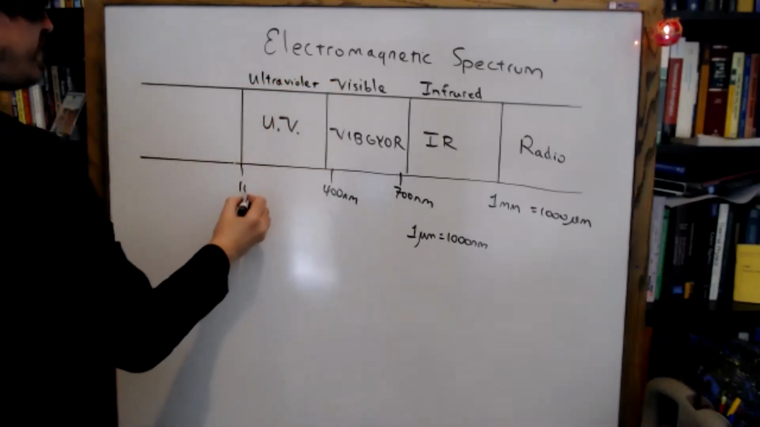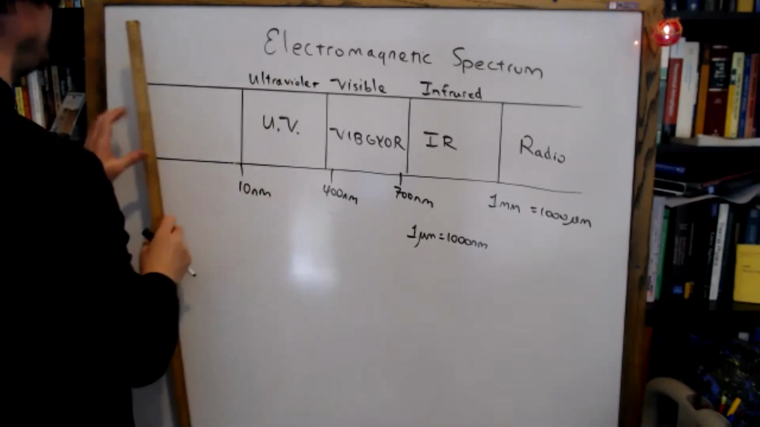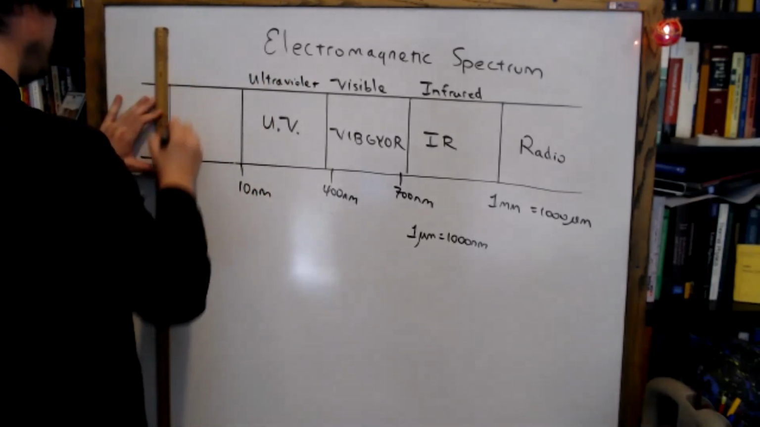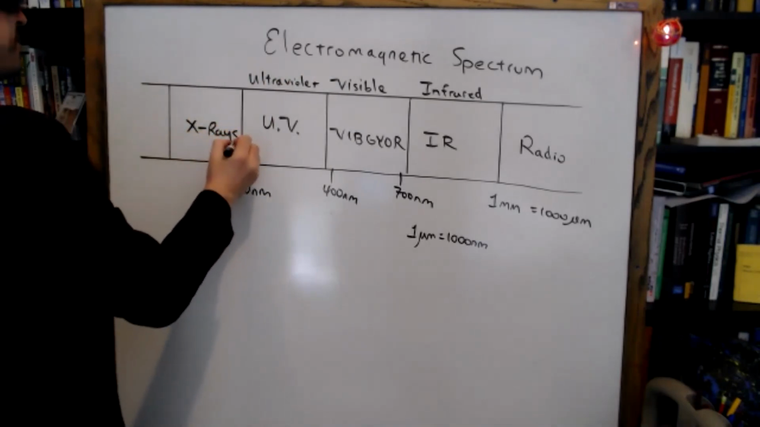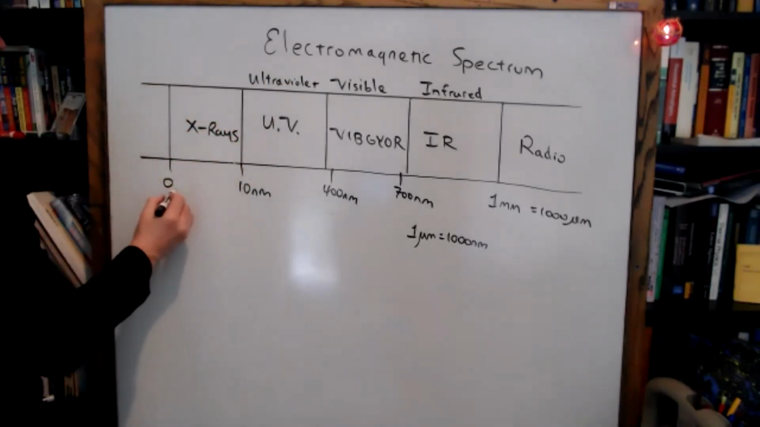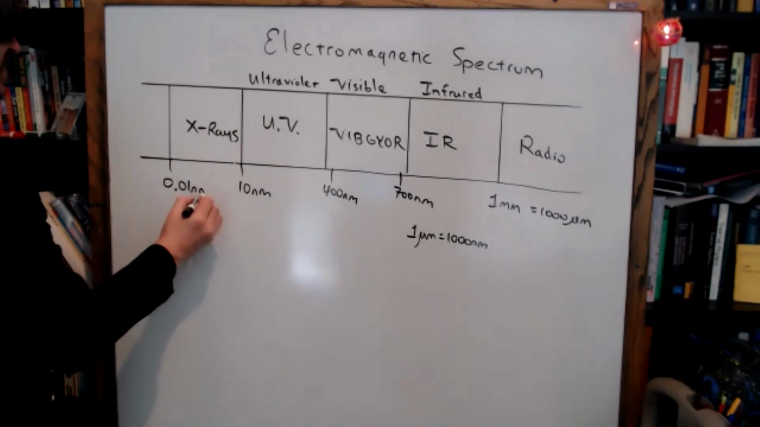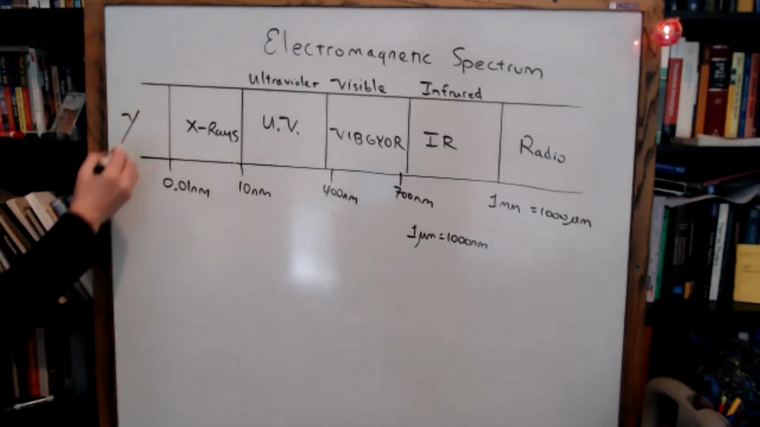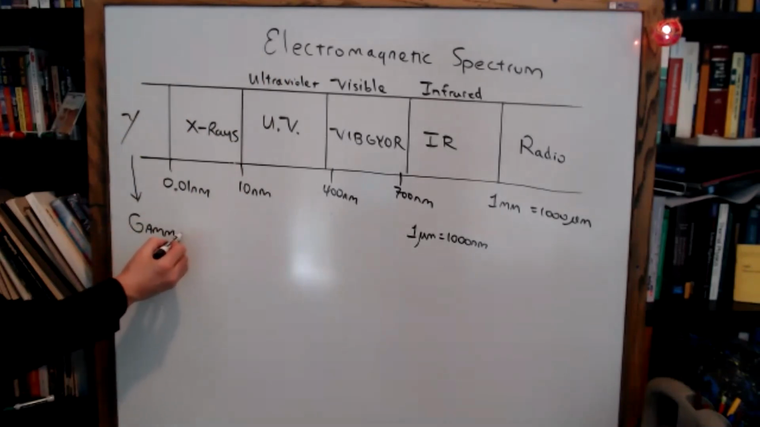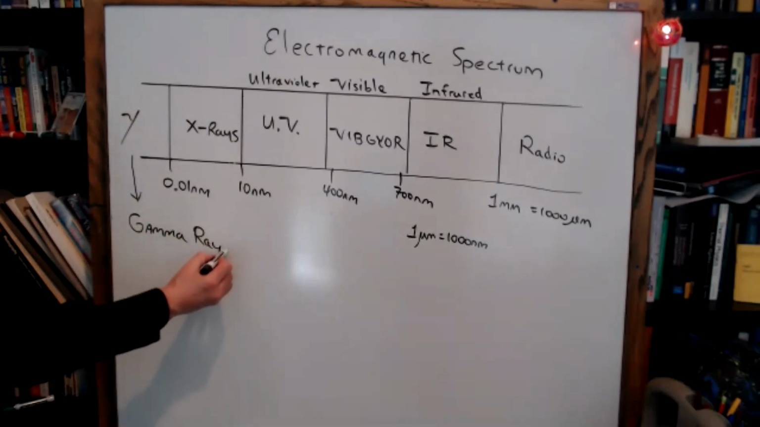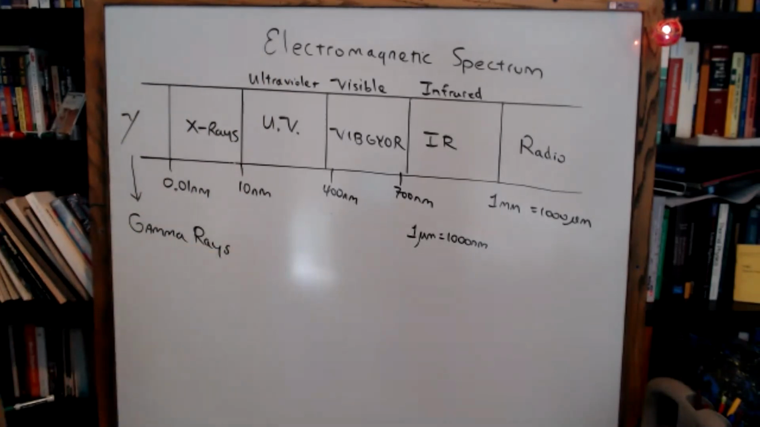Ultraviolet goes from 400 nanometers to about 10 nanometers. That's when it turns into X-rays. And at even shorter wavelengths, around 1/100th of a nanometer, you turn into what are called gamma rays. Gamma rays are the highest energy photons found in nature.